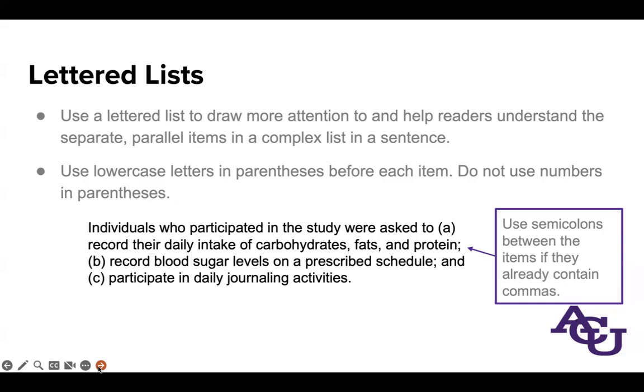But what the a, the b, and the c do is help your reader really hone in on what the three things they asked the participants to do are. So it's just a way to give more emphasis while still listing items in a linear part of a sentence.